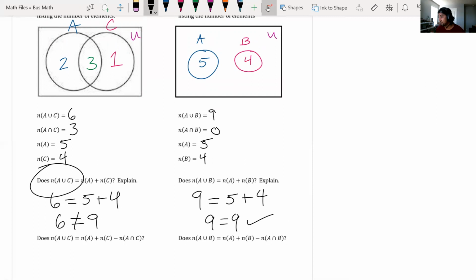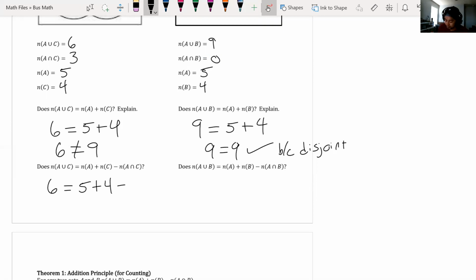And then the intersection, since they don't intersect and we're listing the number of elements, there are 0 elements in their intersection. Okay. Note the differences in the Venn diagrams for A and C and A and B. The sets A and B have no intersection, so they are said to be disjoint, which means their sets are not joined at any part.